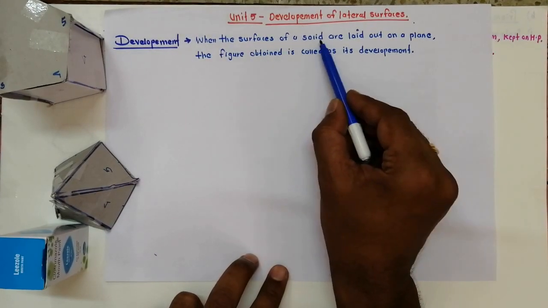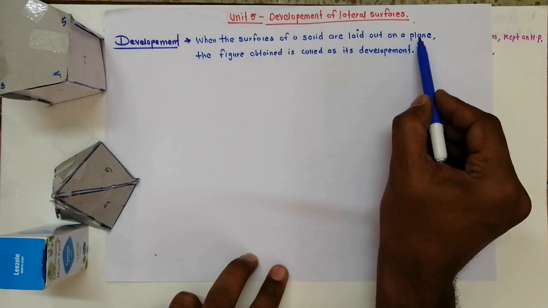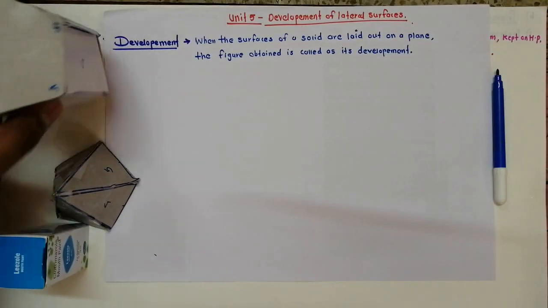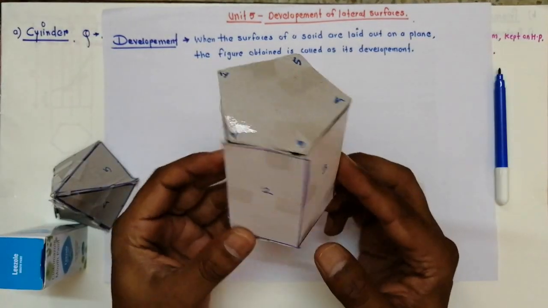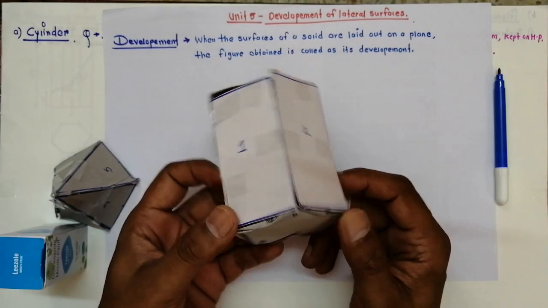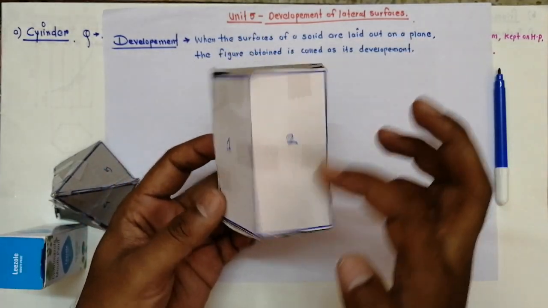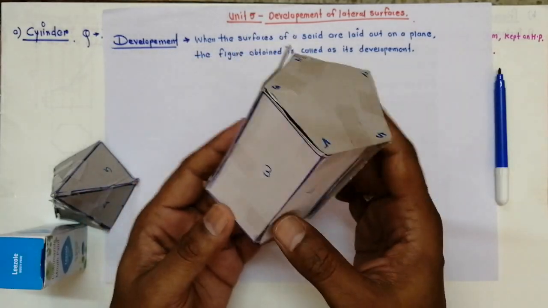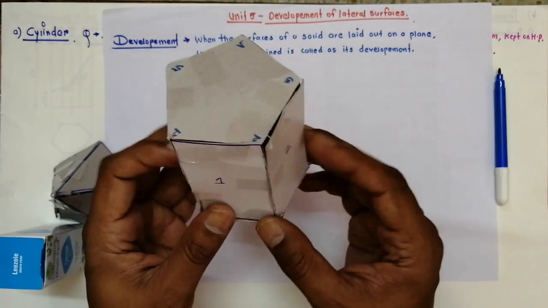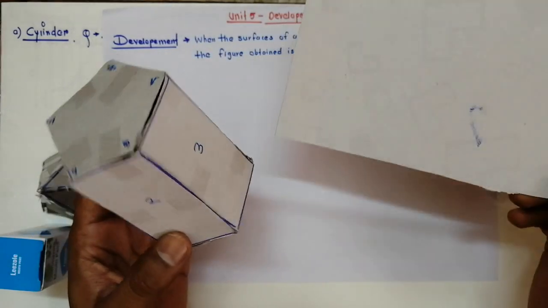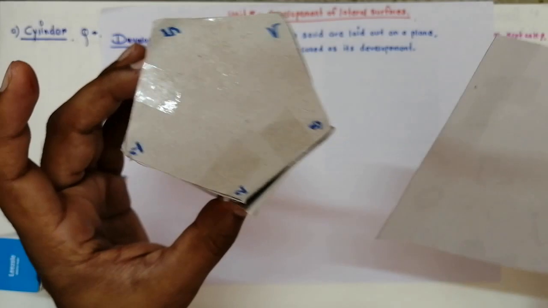Now, the surfaces of a solid that are laid out on a plane. What is the meaning of this? Suppose I take this solid. This is a pentagonal prism, because the base is a pentagon, the top face is also a pentagon, and these edges are joined by means of rectangles. Now suppose I have a sheet of material, say an aluminum sheet, and I want the development of this pentagonal prism.